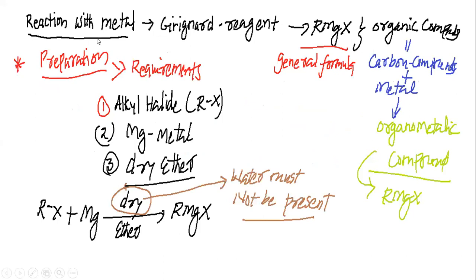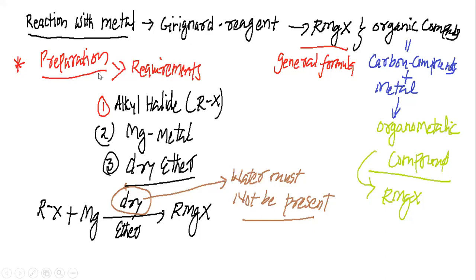Now my dear students, we are going to study the reaction with metal. When alkyl halides or aryl halides react with metal, they produce a specific kind of compound. Please pay attention to the right corner. Organic compounds, that are the carbon compounds, when they react with metal, they give organometallic compounds. So here we have a Grignard reagent. The Grignard reagent has a formula RMgX. This RMgX is a general formula for Grignard reagent. This Grignard reagent is also called an organometallic compound.